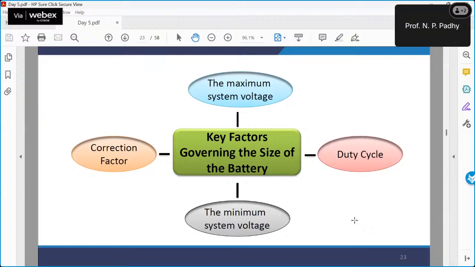So key factors governing the size of the battery: system voltage, minimum system voltage, and correction factors. These are the four important factors that decide the size.